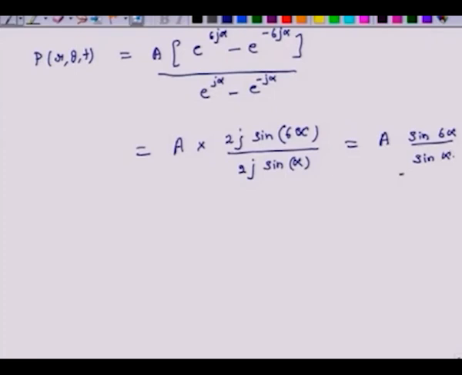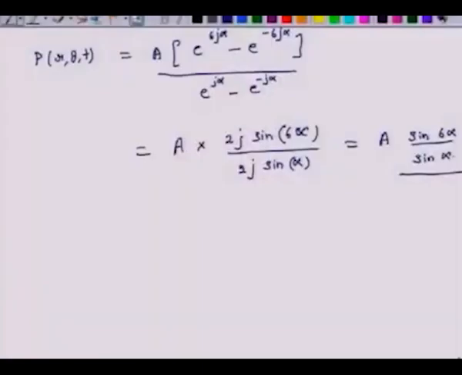So, this is the equation for pressure when I have 6 sources in a straight line. So, let us tabulate some of our results. So, when I had 2 sources, then I had 4 sources, and then I had 6 sources. We have done 3 cases. In case of 2 sources, the overall pressure was expression for pressure.